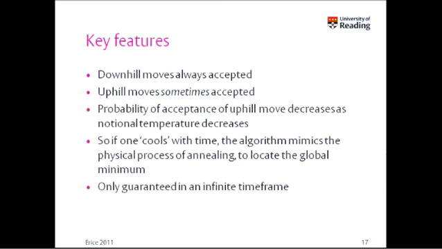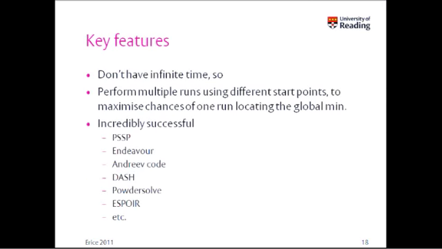In fact, it's guaranteed to find it in an infinite time frame, but most of us don't have that amount of time to wait. So what typically happens is we recognise we can only do a finite number of moves, and we do a simulated annealing run, and if it converges and finds the global minimum, that's fantastic. If it doesn't, well, we do another one, starting from a different random position, and each run just goes off and explores space in a different way, and that way the chances of finding the global minimum are raised.